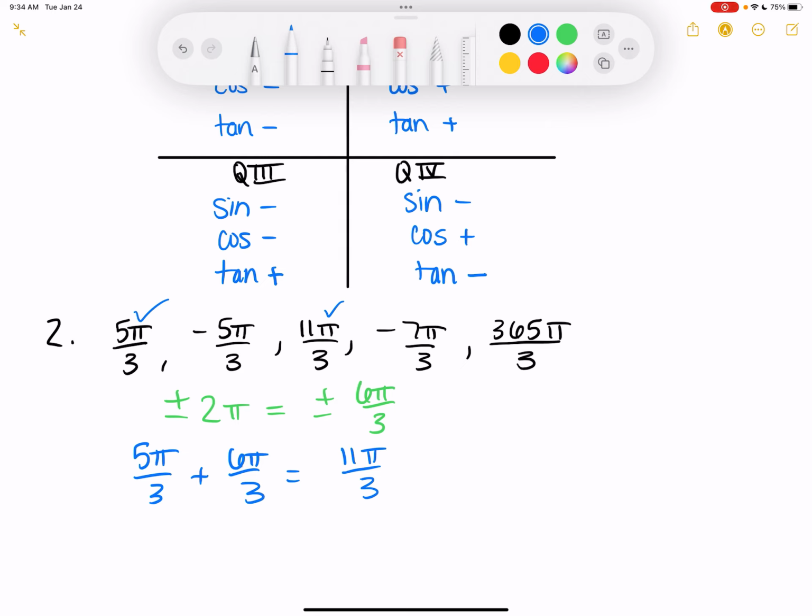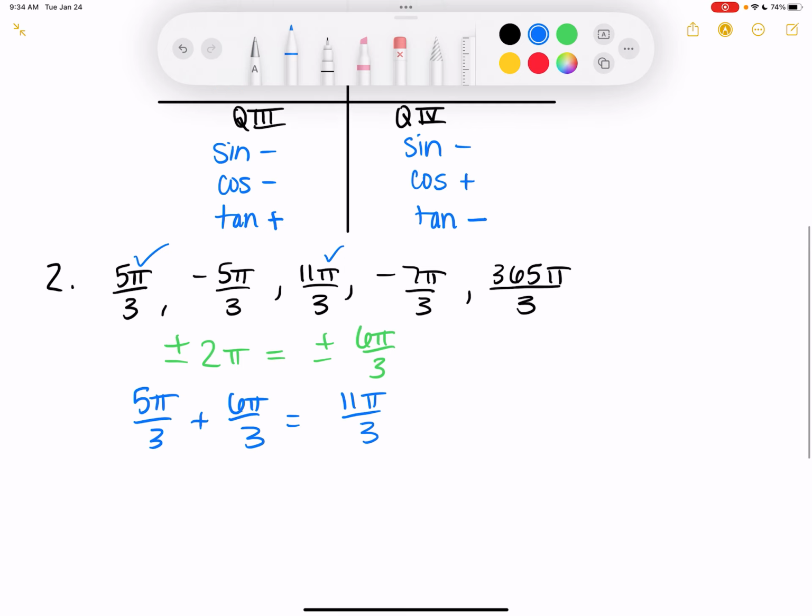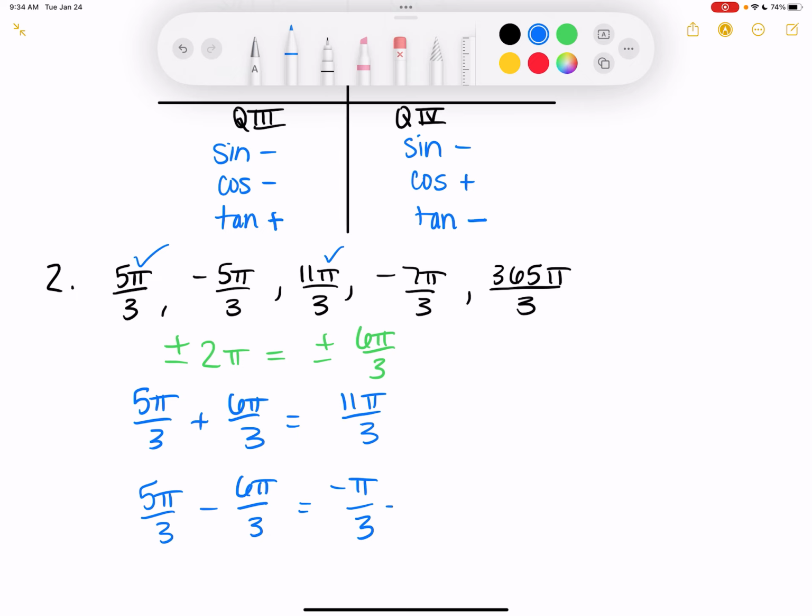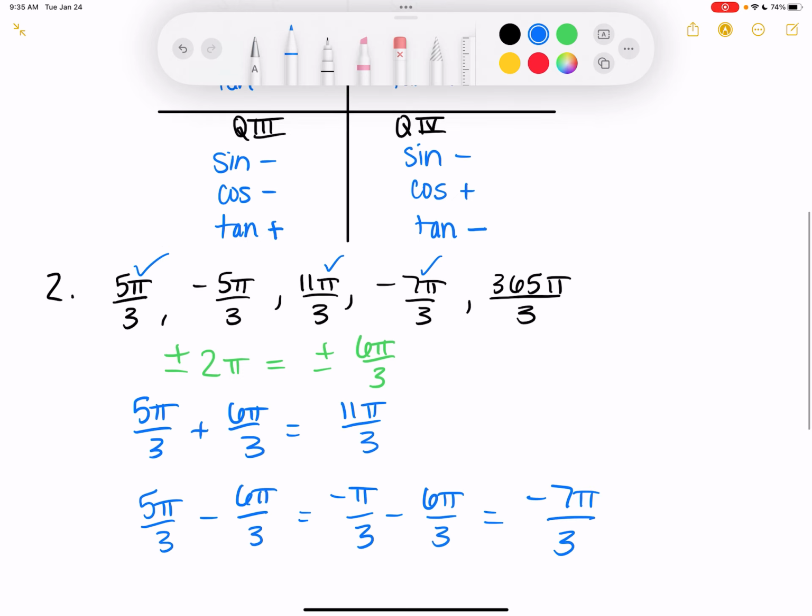Now I'm going to do the subtracting, because otherwise I'm going to be adding a lot to get to 365 pi over 3. So I'm going to start subtracting from 5 pi over 3, since that's the original one that I used. Minus 6 pi over 3 would give me minus pi over 3, which isn't one listed, so I don't need to do anything, but I'm going to subtract again. Minus 6 pi over 3 gives me negative 7 pi over 3. So that one works. That means I skipped negative 5 pi over 3. So this is the one that does not work, which then implies that this one would work, because it tells me that there's only one that doesn't.